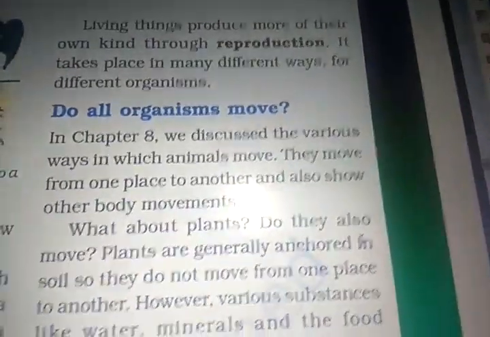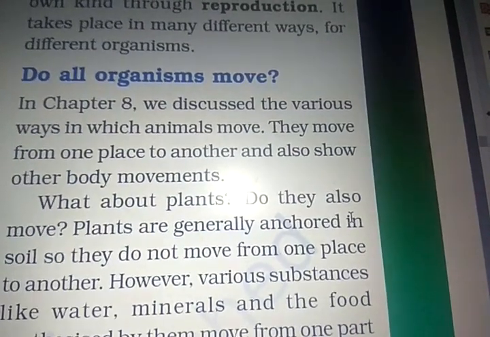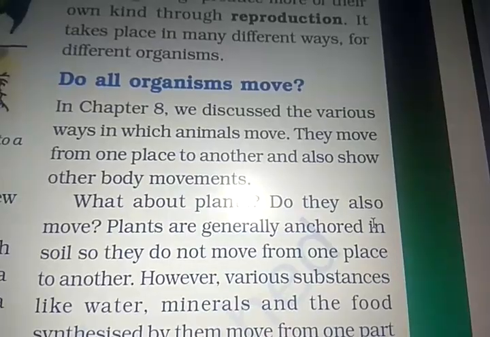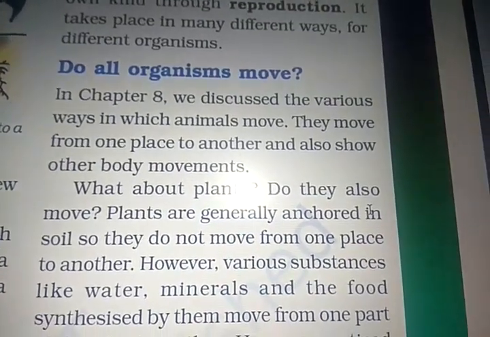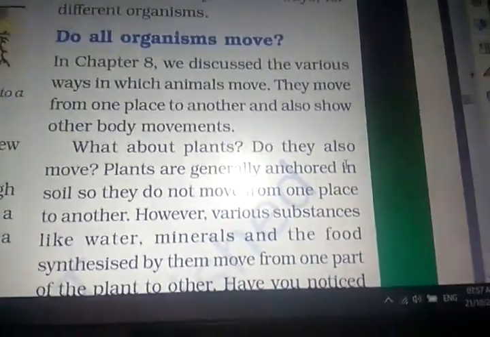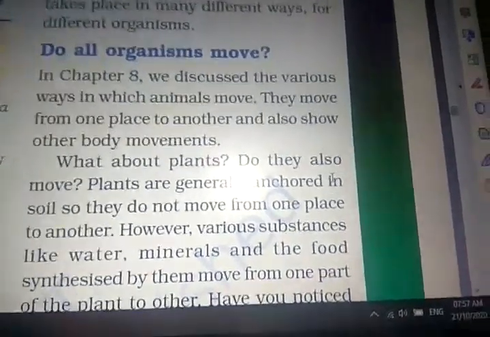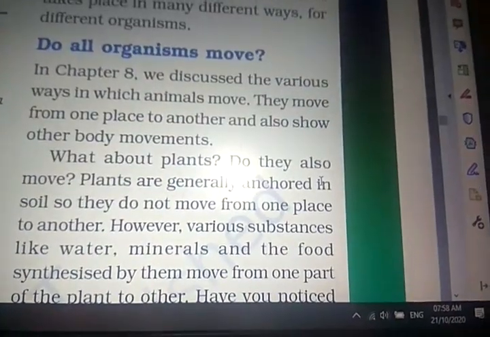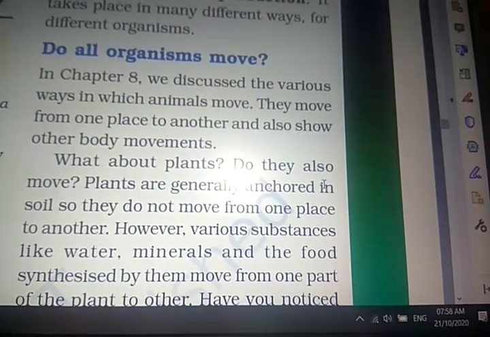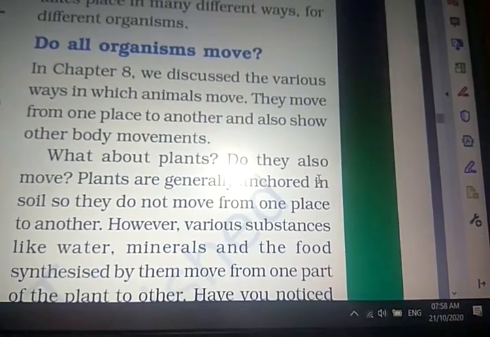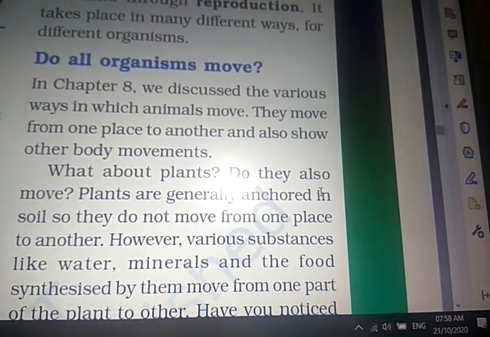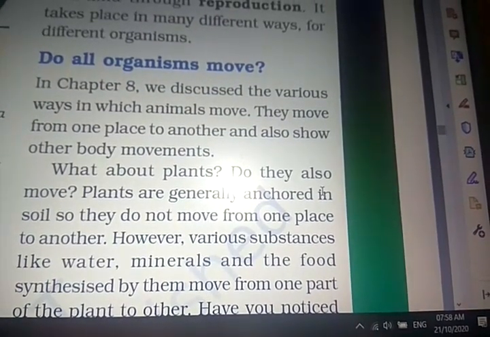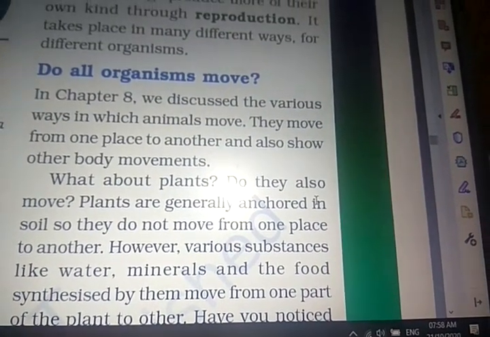Now the next characteristic: do all organisms move? Yes, organisms can move from one place to another and show other body movements. Now what about plants? You have also studied that plants move with the help of dispersion by wind, water, and animals. Correct? Remember, in the rainy season seeds flow from one place to another and the plant grows, which means plants can move.